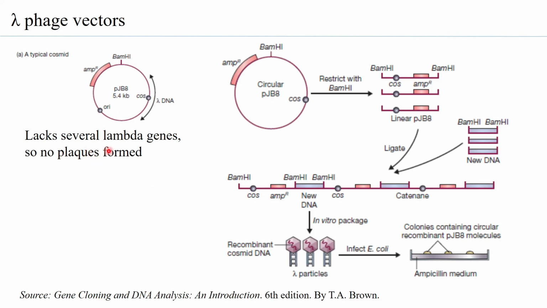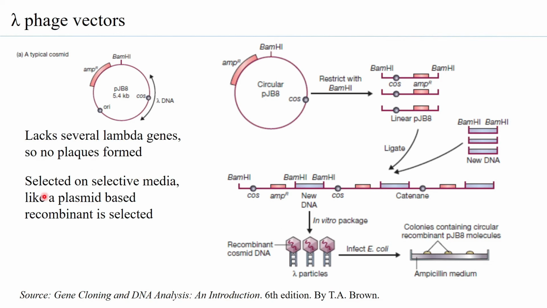Now, because you have several lambda genes lacking, no plaques are formed, but you grow them on ampicillin containing media, and the colonies that grow on ampicillin containing media are the recombinants. So it is using two facts. One, the size. The insert ensures that the size of the lambda DNA is such that it is packaged into the phage, and the ampicillin resistance gene is allowing only those E. coli to grow which have this ampicillin resistance gene, but that E. coli has the phage particle within it. So therefore this is how the selection of recombinant pJB8 molecules is done.